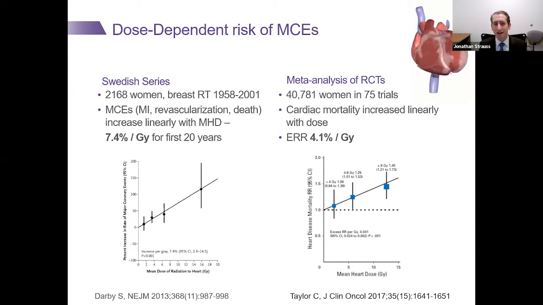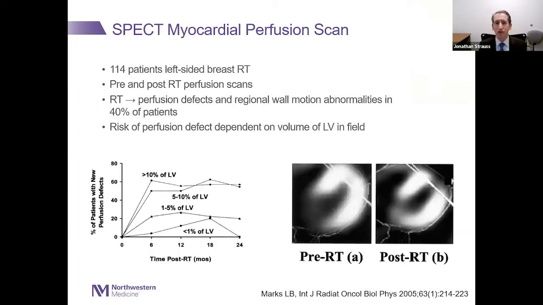And then it looked not at major coronary events, but at cardiac mortality, and again saw a dose-dependent elevation, about 4% relative increase per gray, again suggesting that the more dose the heart received, the greater the risk of cardiac injury or cardiac death. And when we drill down just a little bit, we get a quick sense for where in the heart this injury was coming from.